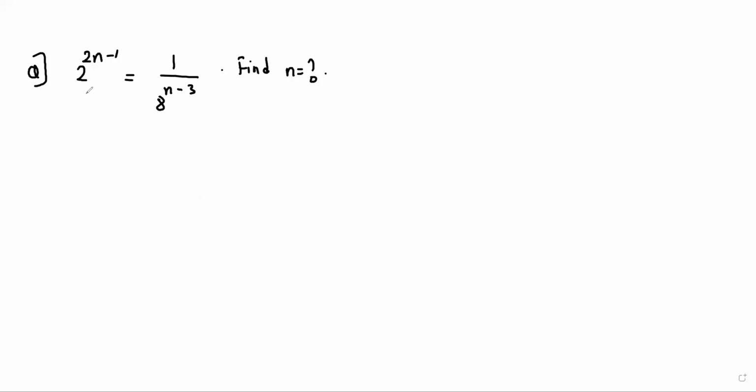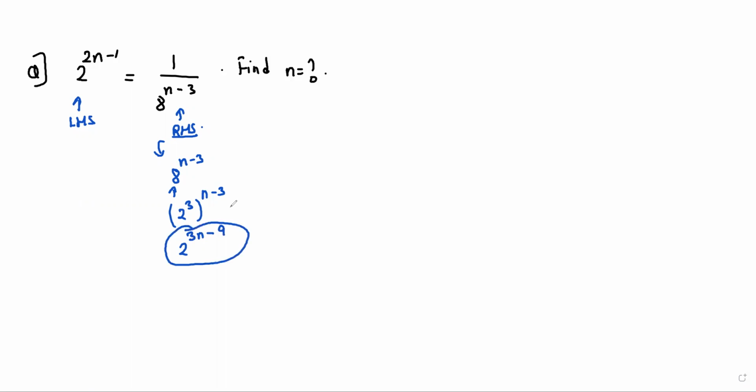Okay. Now this is your left hand side and this is your right hand side. So let me first try to solve the right hand side. This 8 to the power of n minus 3. This 8 can be written as 2 to the power of 3. Correct? This is n minus 3, so 3n minus 9. 2 to the power of 3n minus 9. So what happens here is 1 divided by 2 to the power of 3n minus 9.